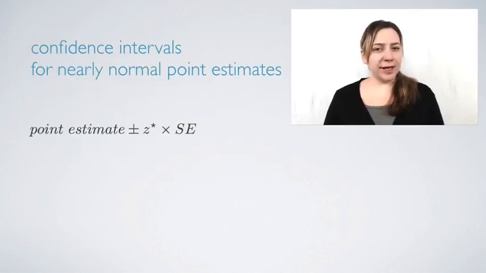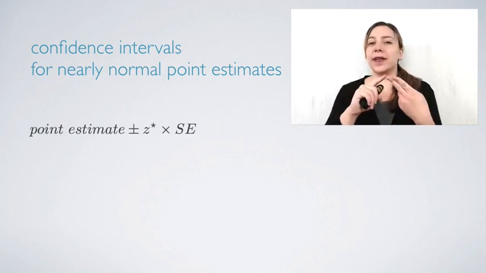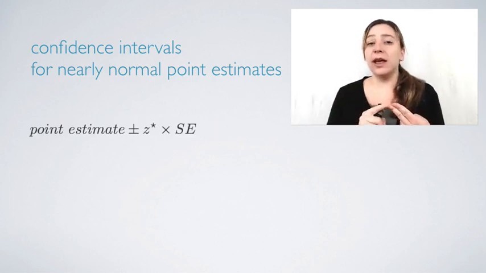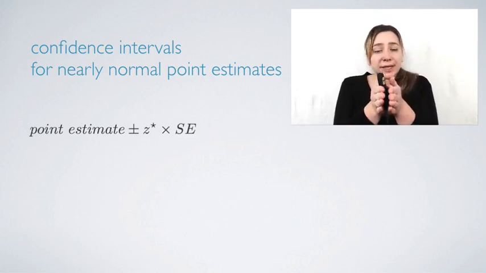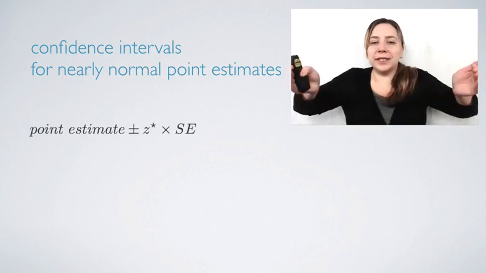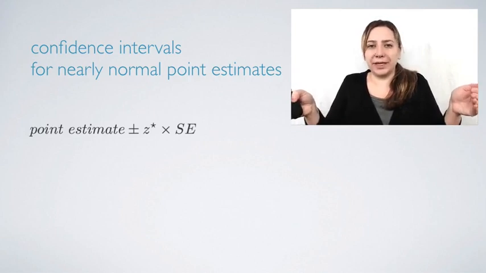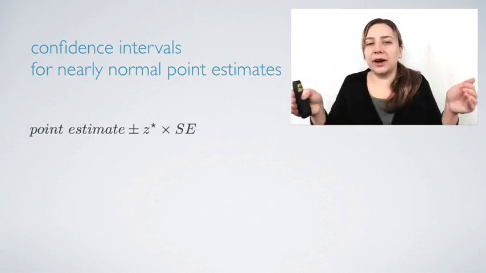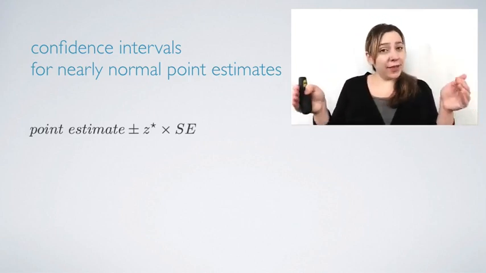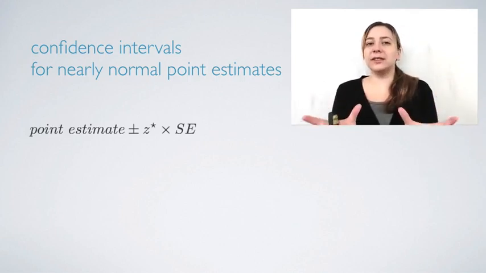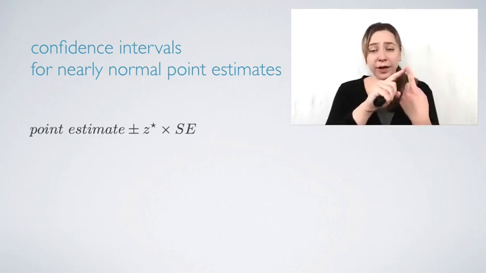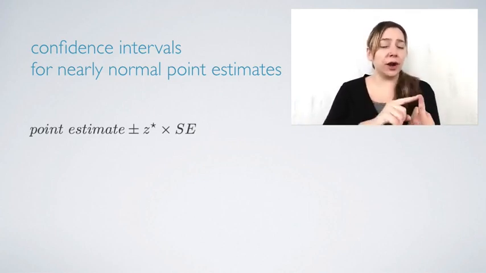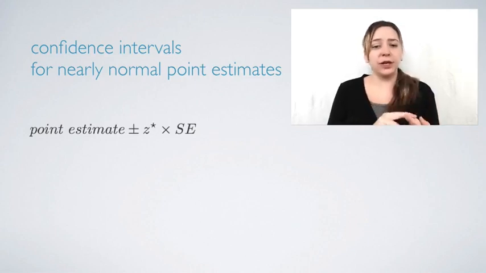So if we have a point estimate that we know is unbiased and that has a nearly normal sampling distribution, then we already know how to construct a confidence interval around it. We always start with a point estimate when working with confidence intervals, and then we add and subtract the same amount to that point estimate. This is kind of the leeway we're giving ourselves when we're doing this estimation. And that value that we add and subtract, we said, is the margin of error. The margin of error is comprised of 2 components. The critical value, which is a z-star if we're working with a nearly normal sampling distribution, and the other one is the standard error.